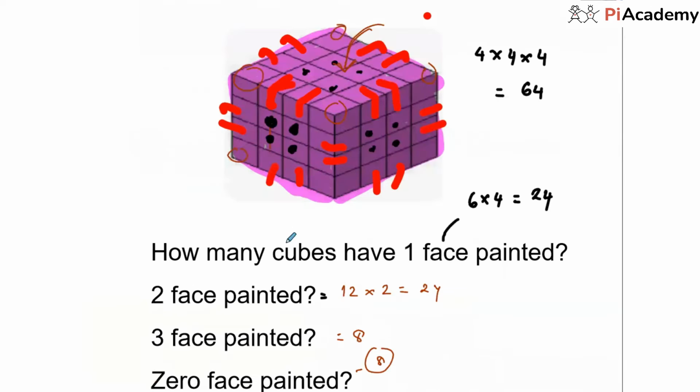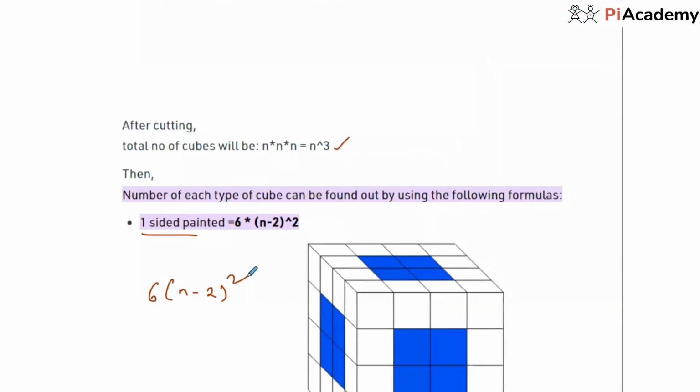For example, here, one face painted. Let's use this formula: 6 times (n minus 2) whole squared, where n is 4. So that is 6 times (4 minus 2) squared, 6 times 4 is 24. You see, you got 24. So without drawing, you can directly use this formula, 6 times (n minus 2) whole squared, for one side painted.